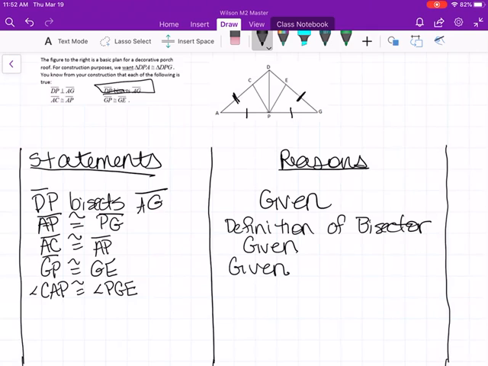All right. Next, angle CAP is congruent to angle PGE. I know that because you have just completed 5D. And in 5D, you proved that triangle DPA was congruent to triangle DPG. So this is actually CPCTC. Corresponding parts of congruent triangles are congruent. And again, since this is the same problem, same situation, same givens, I'm building on that proof from before, so I can actually use that proof.